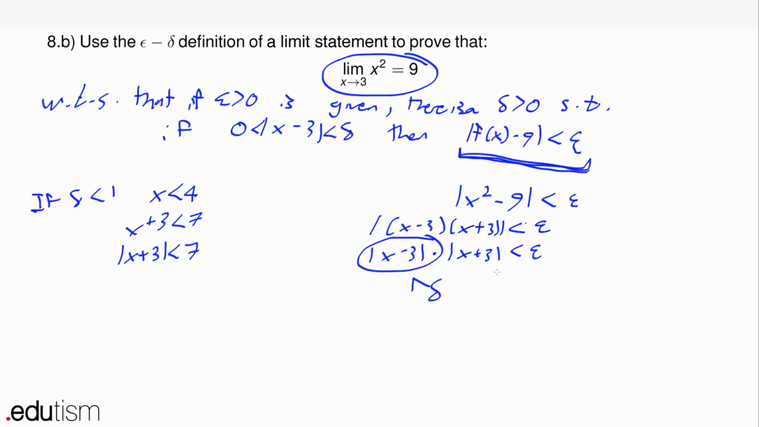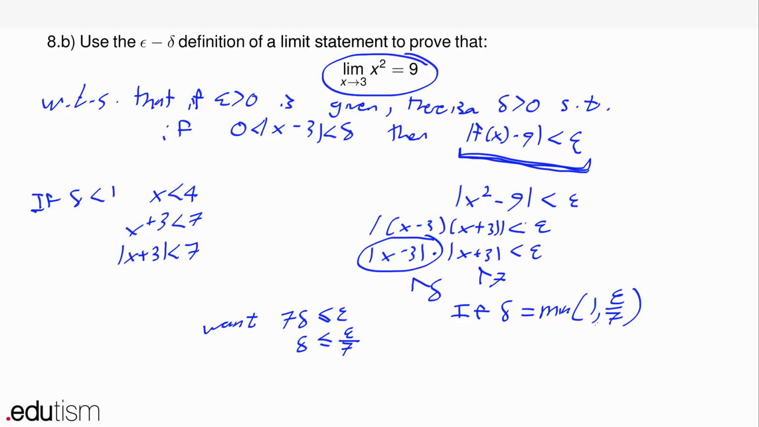Okay, so we know this thing is less than delta, and this thing is less than 7. So what we want, basically, is we want 7 delta to be less than or equal to epsilon. So we're going to pick delta to be less than or equal to epsilon over 7. So delta here is going to be whatever is smaller between 1 and epsilon over 7. Okay, it's not going to be 1, it's going to be here 0.9, so that it's actually smaller than 1.